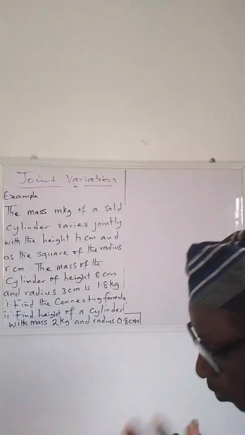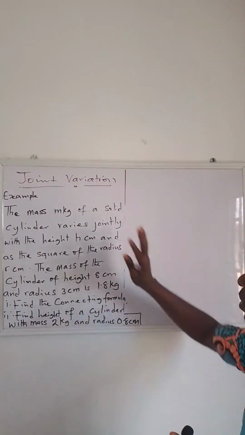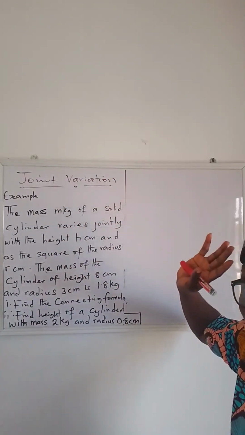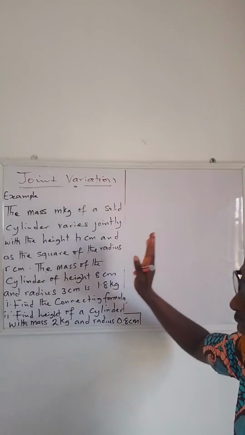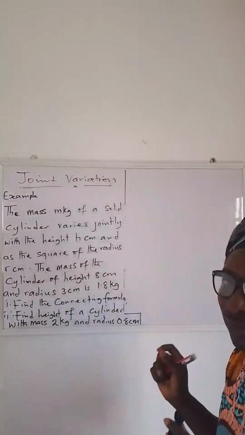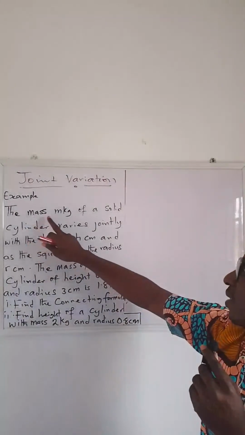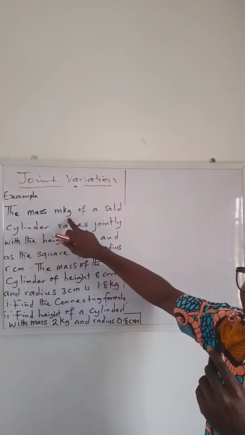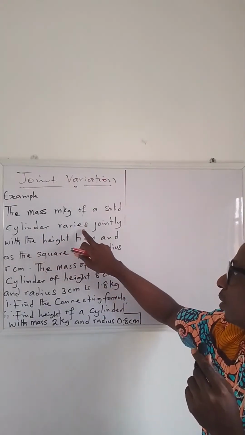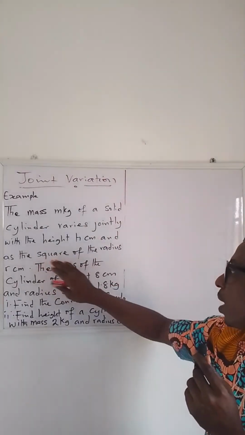All right, now the most important thing here is to get the relationship between the parameters. That's the first thing, and it's very, very important because without that, you cannot get any other thing. So now let us look at the relationship. What are the parameters that are being varied here? Now let's look at the question again. Now the mass m in kg of a solid varies jointly with the height and the square of the radius.